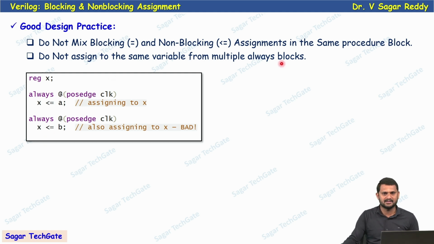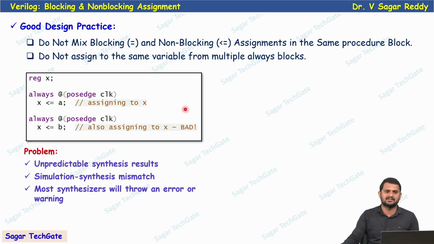This is not a good practice. What is the problem with this? Unpredictable synthesized results. We don't know whether it takes the A value or the B value. There can be simulation-synthesis mismatch: the simulation gives some output, but after synthesizing we get a different output. Most synthesizers will throw an error or warning if you write like this, because of multiple writes on the same variable. Clear? Simply, for X we are connecting A and B. In real time we say we are short-circuiting A and B with X.